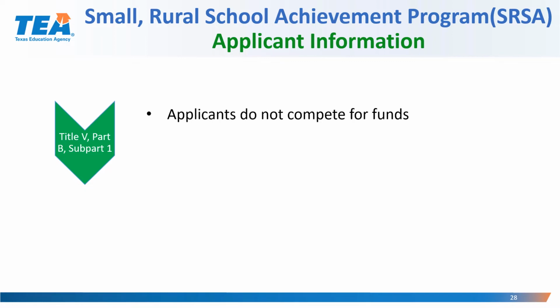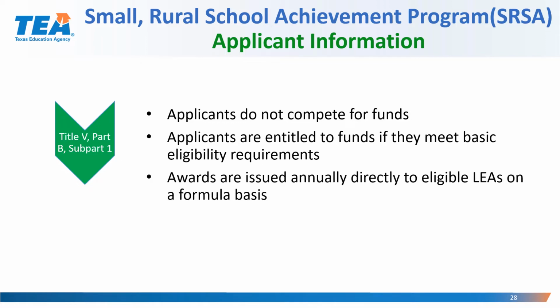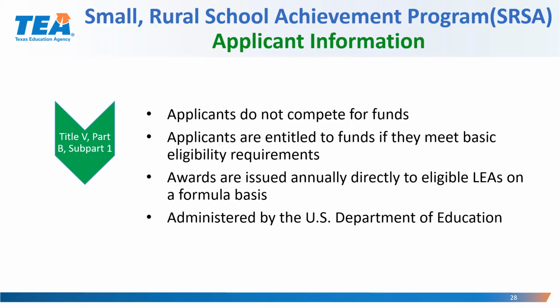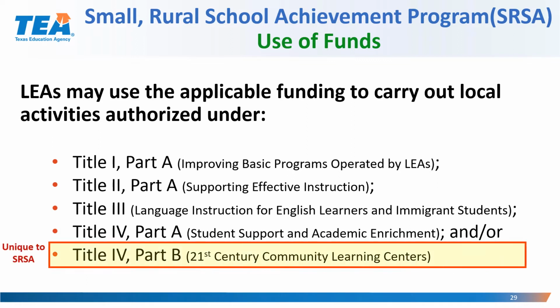For SRSA, applicants do not compete for funds. Applicants are entitled to funds if they meet basic eligibility requirements. Awards are issued annually directly to the eligible LEAs on a formula basis and are administered by the U.S. Department of Education. Under SRSA, LEAs may use the applicable funding to carry out local activities authorized under Title I Part A, Title II Part A, Title III, Title IV Part A, and/or Title IV Part B. This one is unique to SRSA.